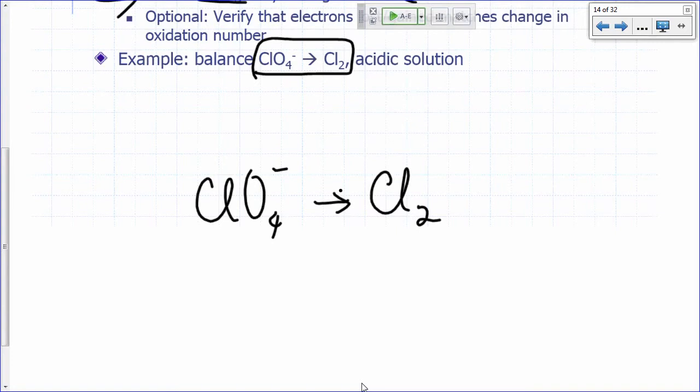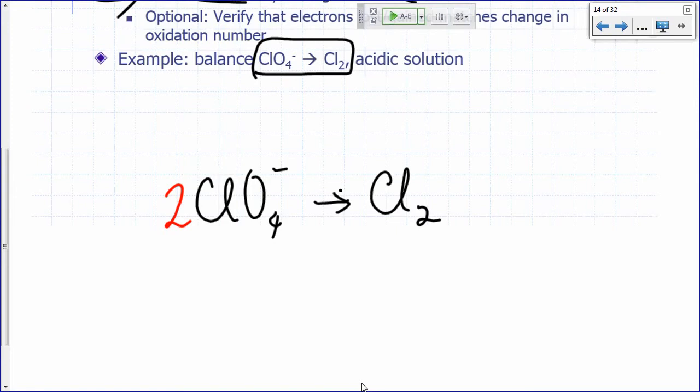Now, what was the first thing we need to do? Balance all the atoms besides oxygen and hydrogen. So what's the only atom here that's not hydrogen or oxygen? Chlorine. How do I balance my chlorine? I need 2 there, right? 2 chlorines on the left, 2 chlorines on the right.